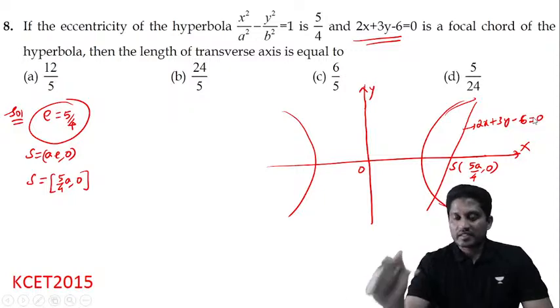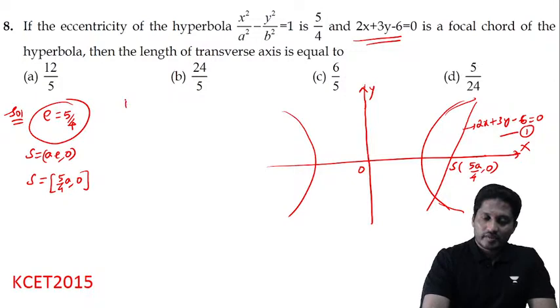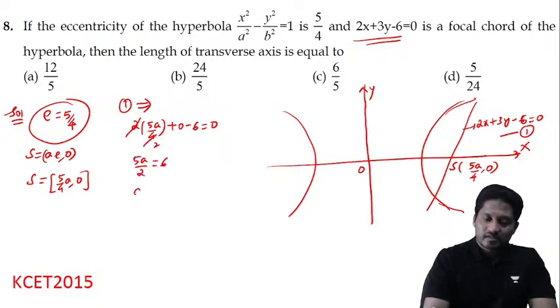The focal chord is passing through the focus, right? I'll get the value of a. Equation 1 becomes 2 into 5a by 4, plus 0, minus 6 is equal to 0. Cancel 2 times. 5a by 2 is equal to 6. A is equal to 12 by 5.